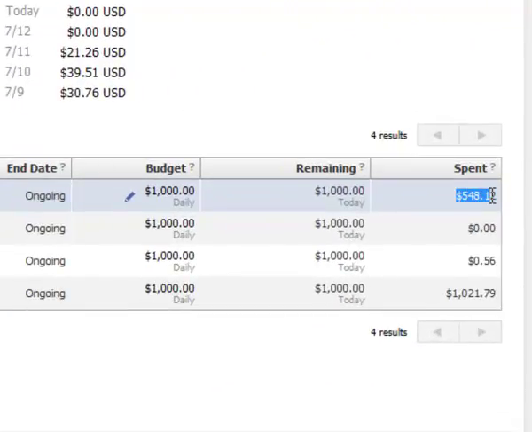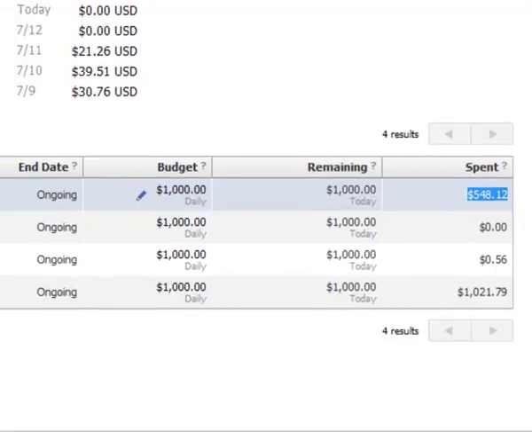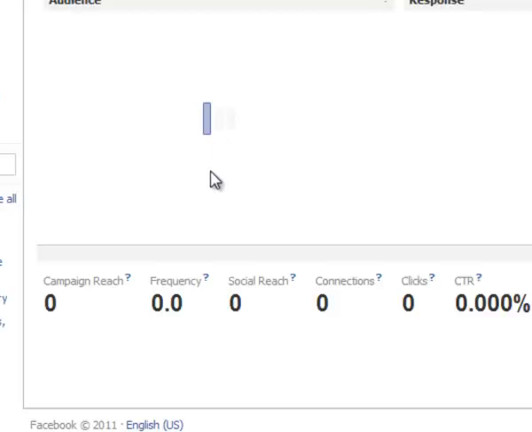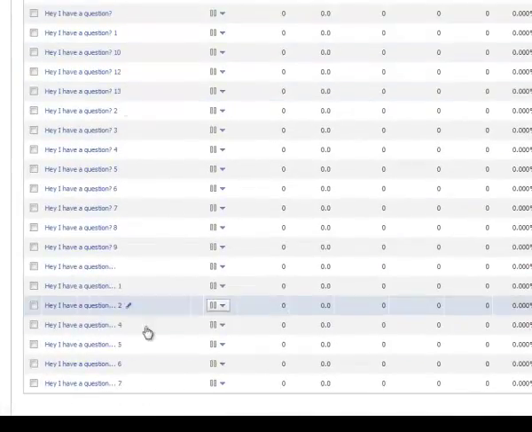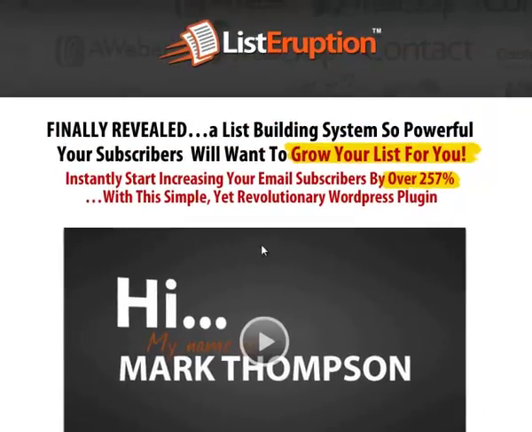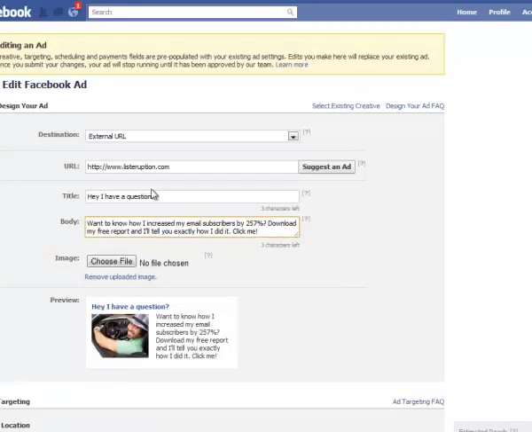So what I want you to do is look at this right here. See ad spend here? $548.12. LE report. Now if I click on this was the campaign. As you can see, there's several different campaigns here. The campaign that I did for this particular product, list eruption. And as you can see, editing, that it's a direct URL because this is my product.